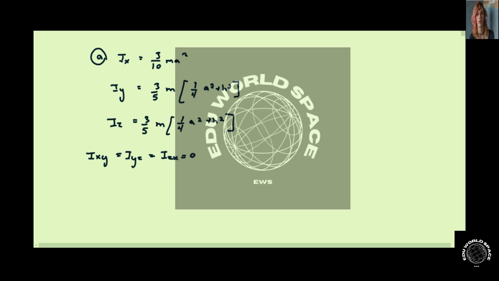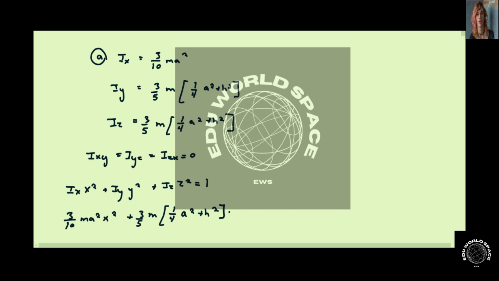And now we need to look at the equation using 9.48 in the textbook, which is Ix x squared plus Iy y squared plus Iz z squared equals 1. And what we're going to do is plug in these values. So we have 3/10 M A squared times x squared plus 3/5 M (1/4 A squared plus H squared) y squared, and the Iz, which we have here, is 3/5 M (1/4 A squared plus H squared) times z squared equals 1.